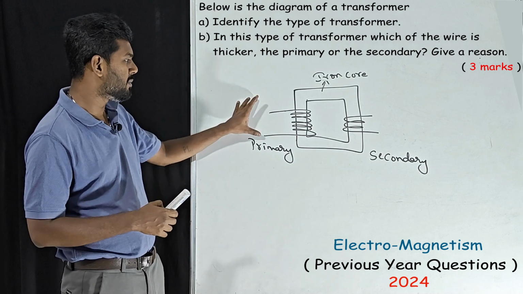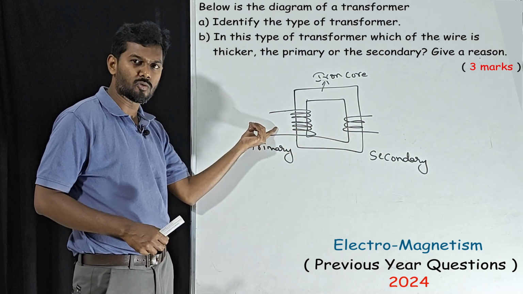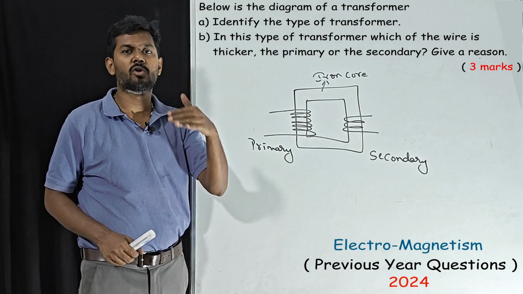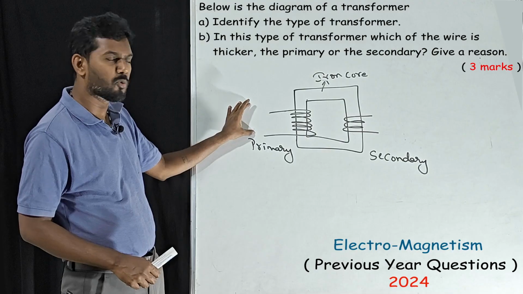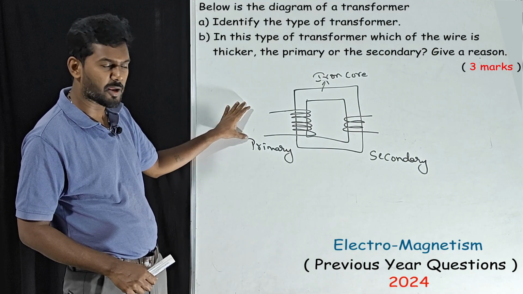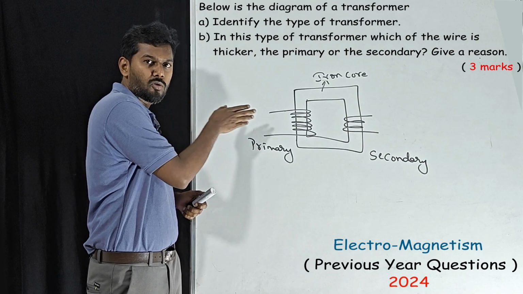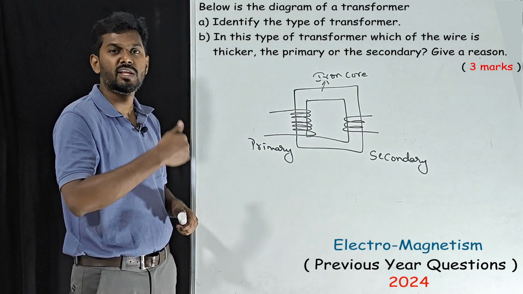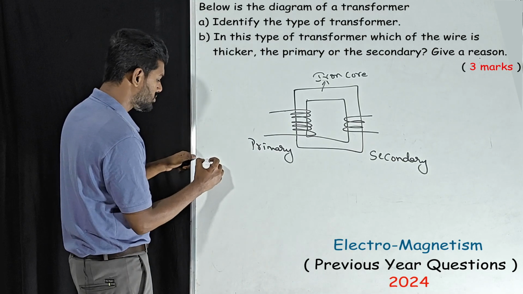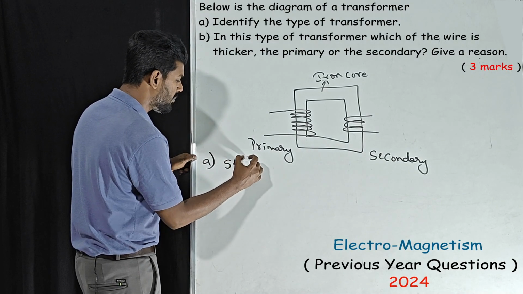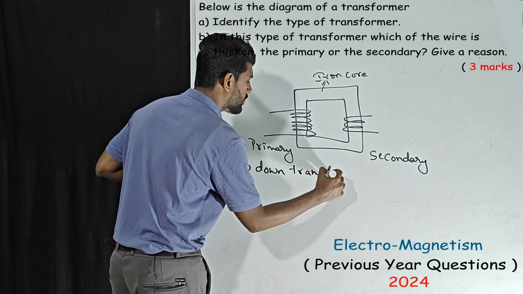Very simple. If the primary side number of turns is more compared to the secondary side, here we have more voltage, here we have less voltage. Less voltage means less number of turns, more voltage means more number of turns. So here we have more number of turns, so we have more voltage on the primary side. On the secondary side we have less voltage, so we are giving more voltage and it is reducing the voltage, so it is a step down transformer. So the answer for question A is step down transformer.